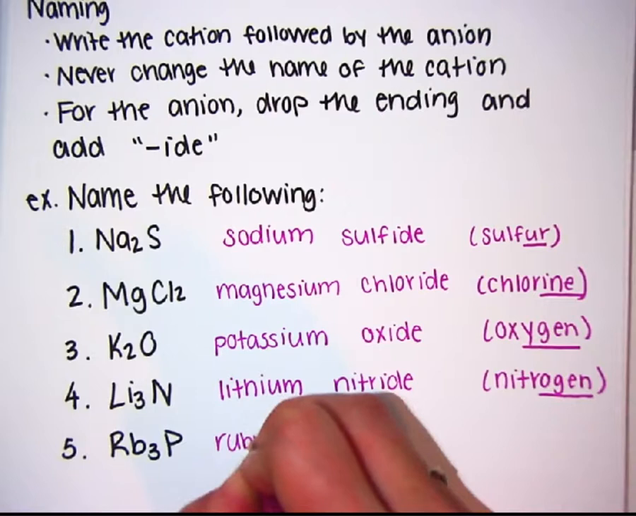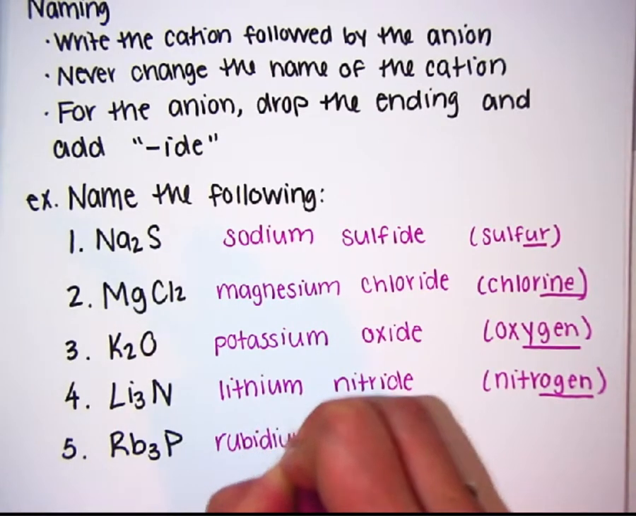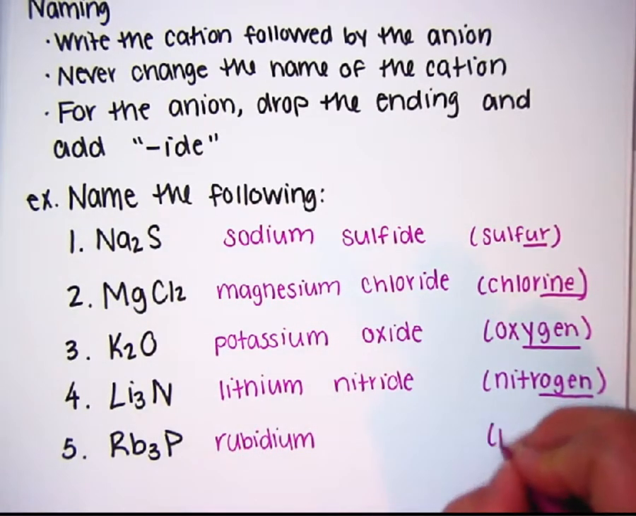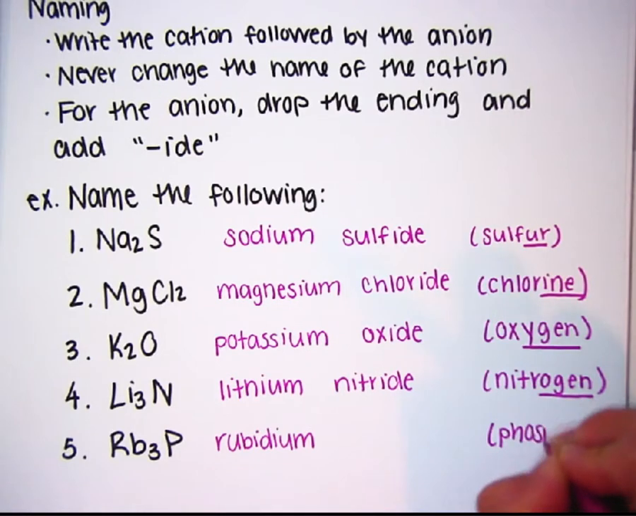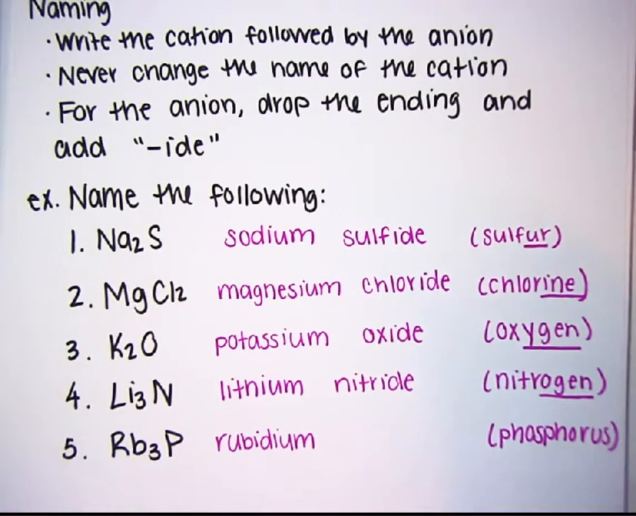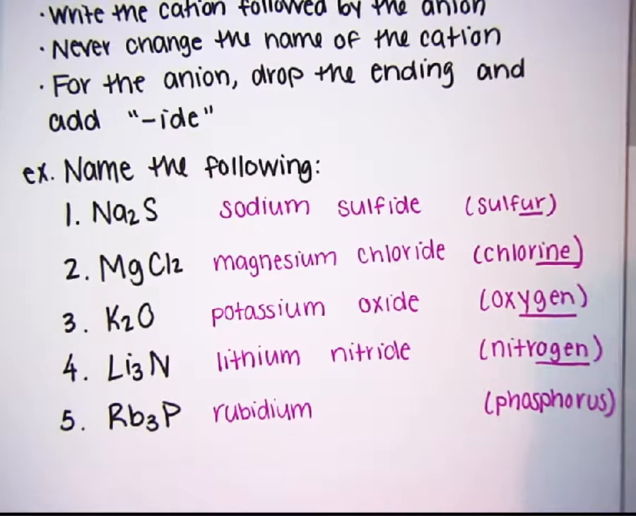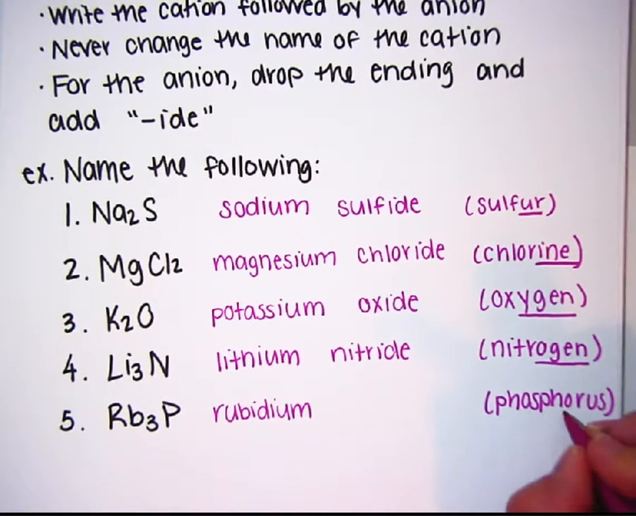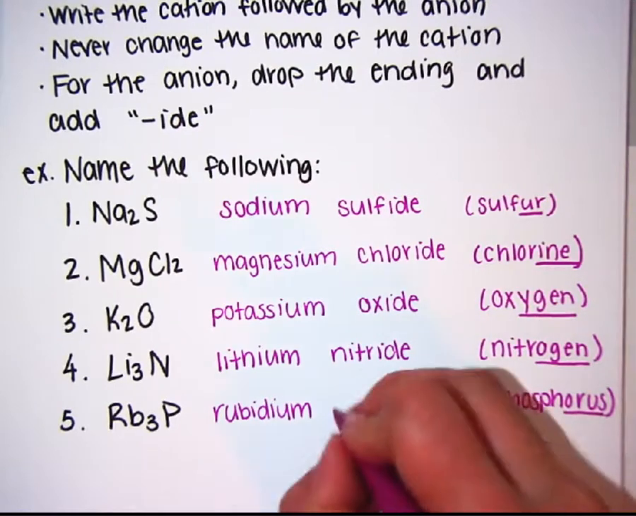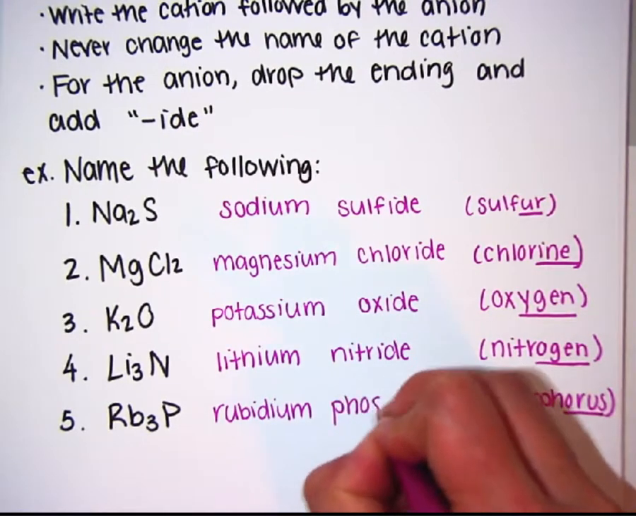Last one. Rb is rubidium. Never change the name of the cation. The cation always comes first. P is phosphorus. Again, we don't want to say like phosphoide. That doesn't sound right. We're going to drop the last 4. Phosphorus becomes phosphide.